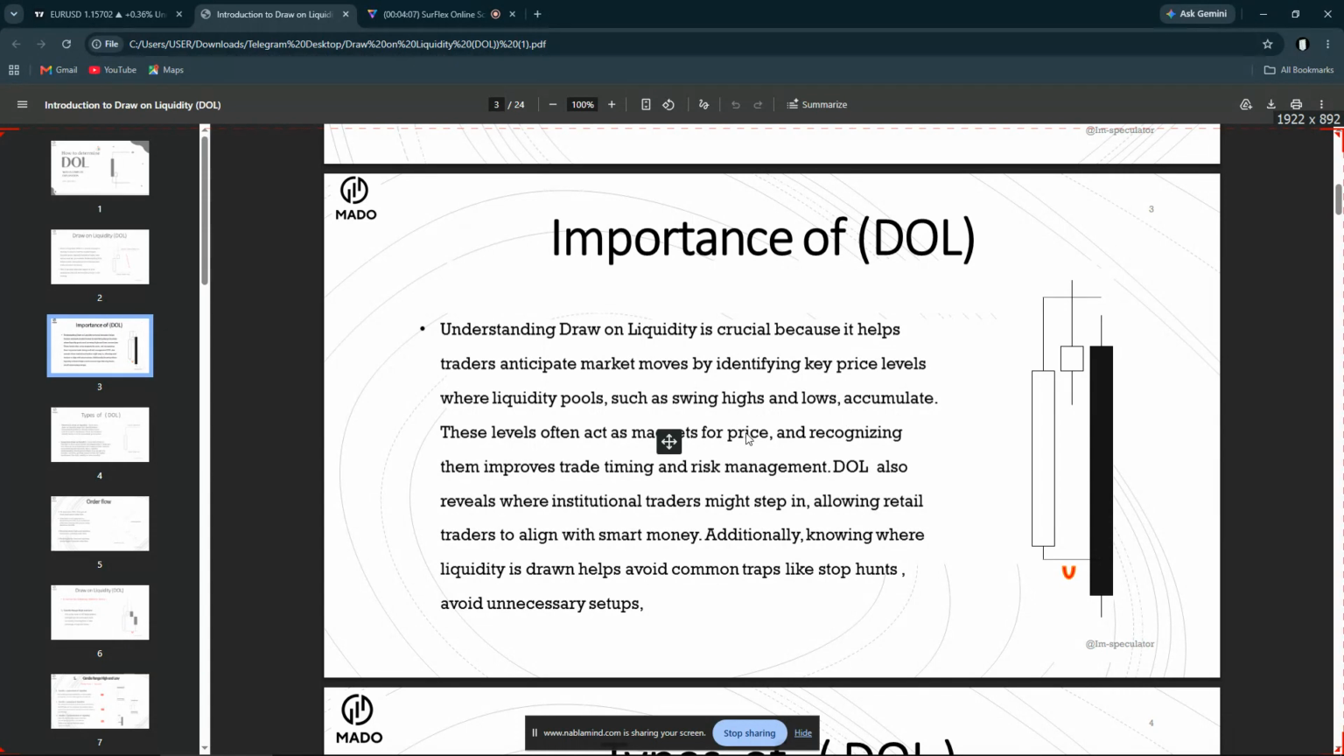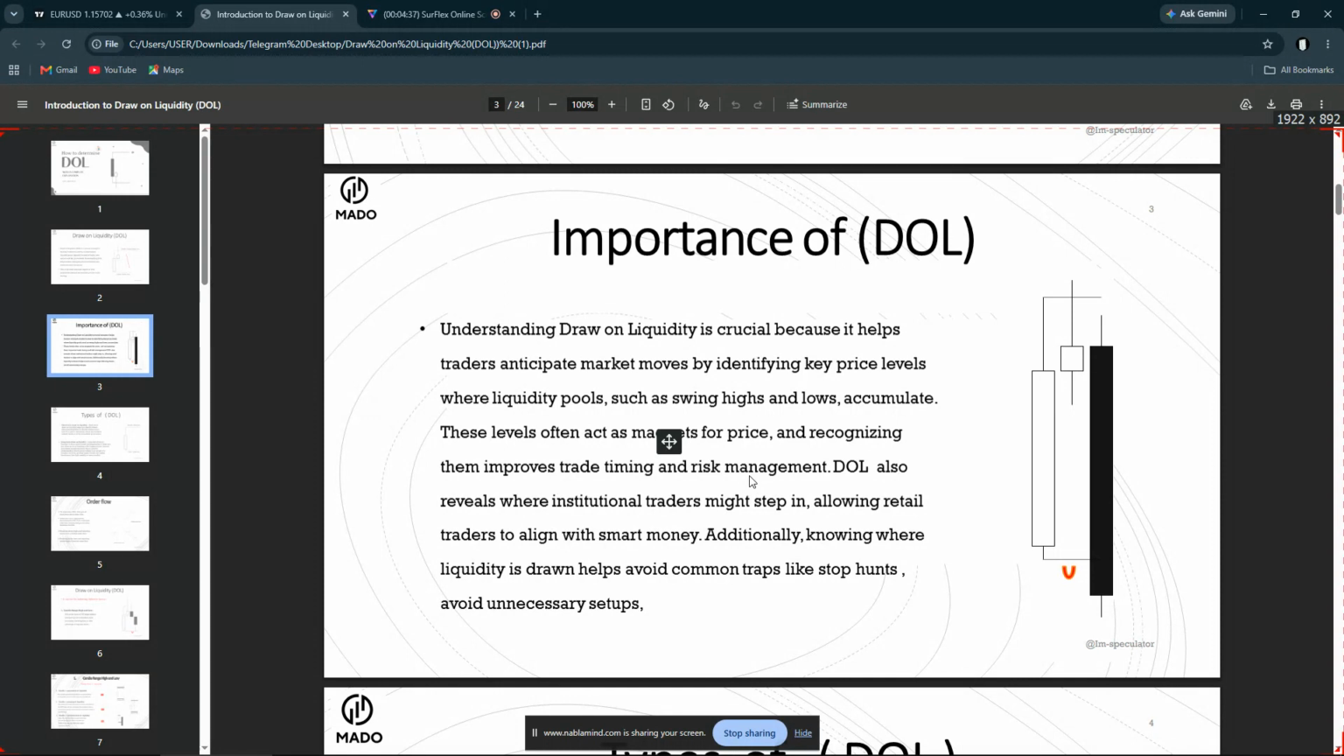So these levels are accumulation points where price targets at a particular time, and recognizing them improves trade timing and risk management. When you understand draw on liquidity, at some point after mastery, it helps you know where the market is going. It helps you know how to get into the trade and how to also get out of the trade. This is why draw on liquidity is very, very important.